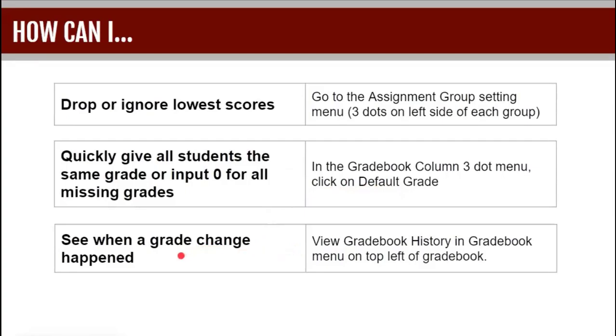How can you see when a grade change happened? This is helpful when you have more than one person grading in your course and are not sure what happened. You can view gradebook history in the gradebook menu. That is at the top left of the gradebook.